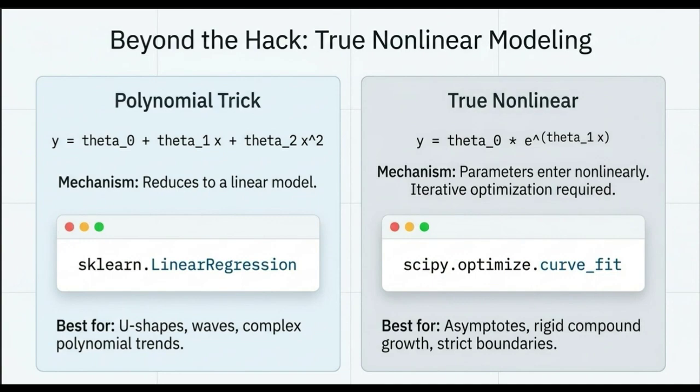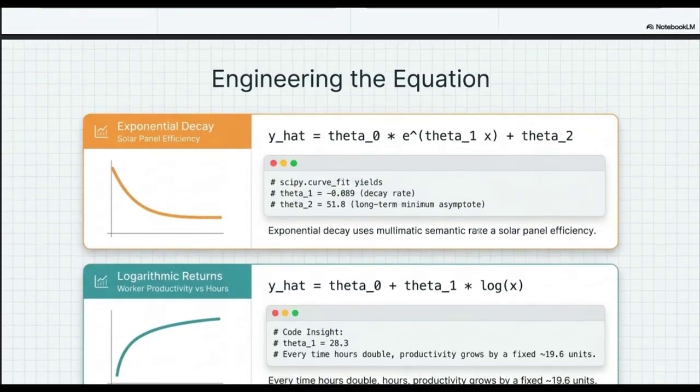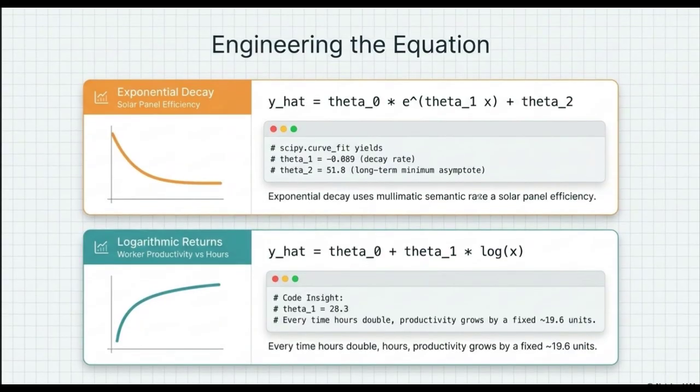Let's see, this is guitar tuning in action on slide 8. Engineering the equation. We are looking at 2 new data sets here. The first data set tracks solar panel efficiency over years of use. And the underlying formula is exponential decay. Y hat equals theta 0 times e to the power of theta 1 times x, plus theta 2. We have code block 2 here to implement this.